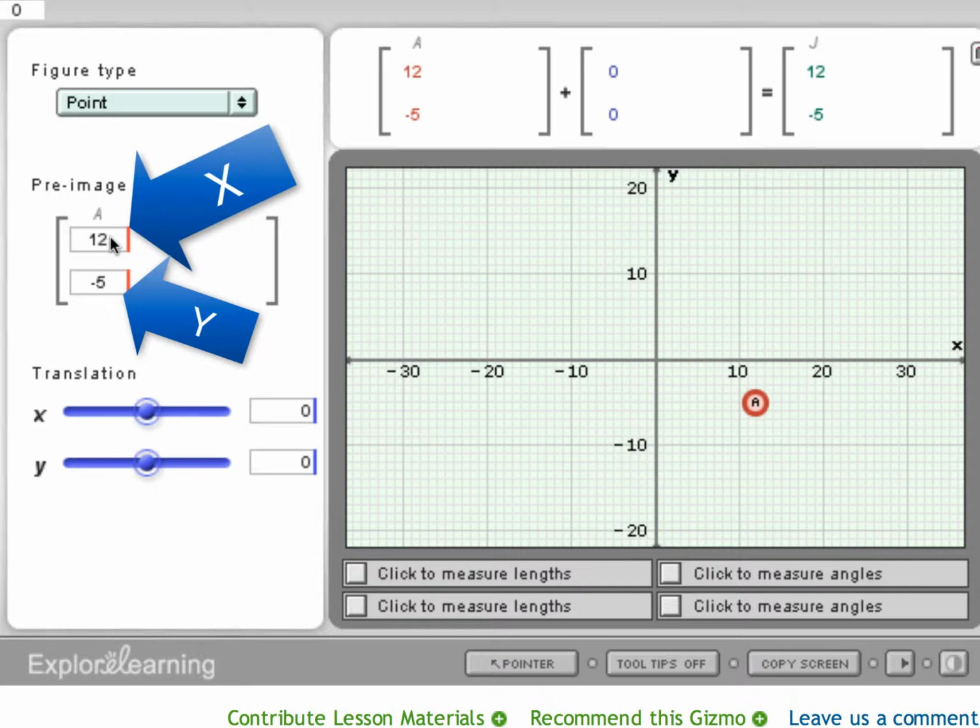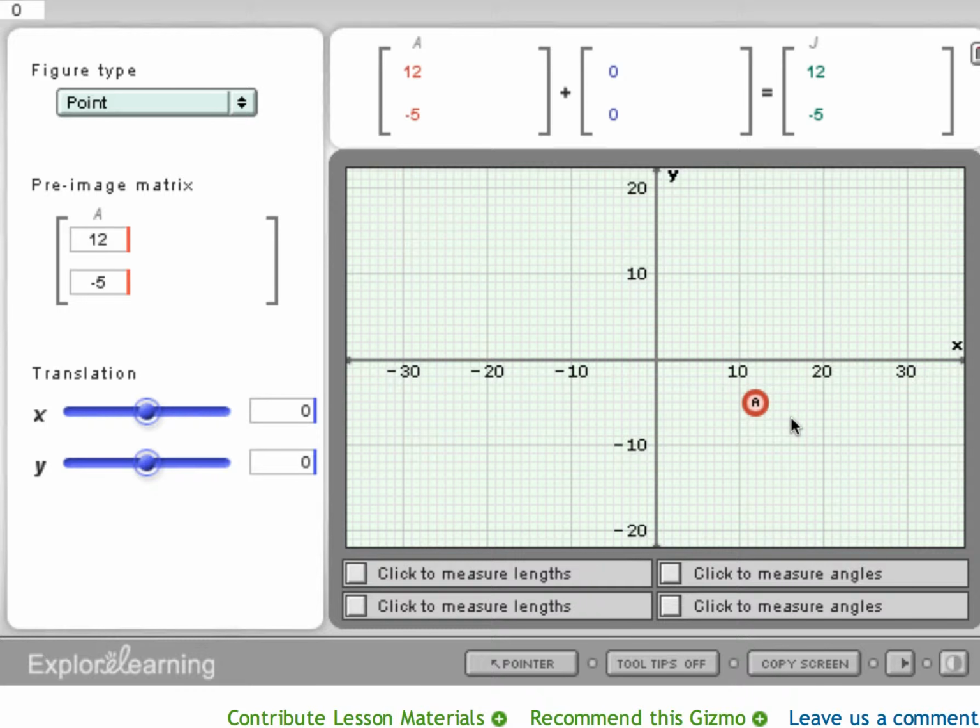And you'll notice that once the numbers are typed in, the point pops up on the grid. So if we start at the origin, count 12 over to the right, and then count 1, 2, 3, 4, 5 down because it's -5, movement on the y-axis, we find the original point or placement of the target.